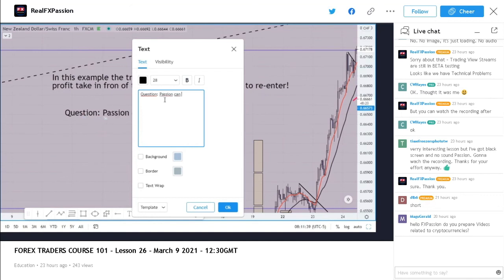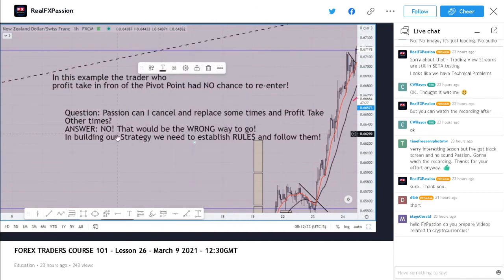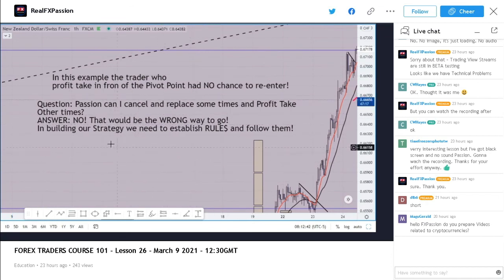Question. Can I cancel and replace sometimes and profit take other times? Answer, no. That would be the wrong way to go. In building our strategy, beginner traders, we need to establish rules and follow them. Okay? You can accept what we're teaching you. Oh no, I'm going to do both. But this is the question, this is the answer.